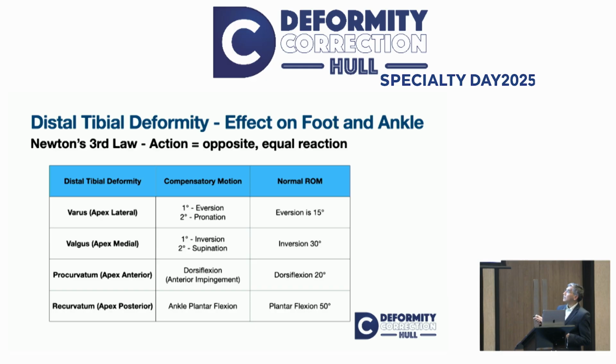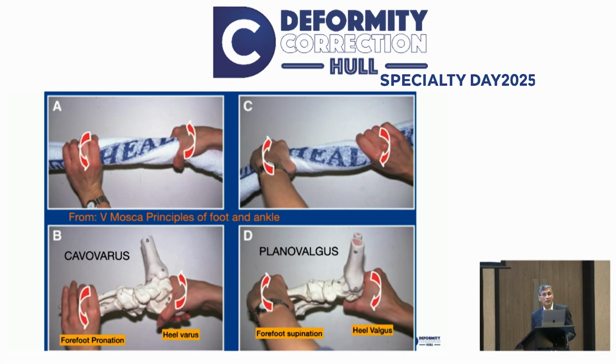Similarly, in valgus, and you can work it out. And remember these, keep them handy when you're correcting these deformities, because some of them can come back as hidden deformities. Similarly, in the foot, there is a very close, predictable response. When the heel is in varus, the forefoot goes into pronation. And when the heel is in valgus, the forefoot goes into supination. So you can imagine twisting this towel, wringing it out.